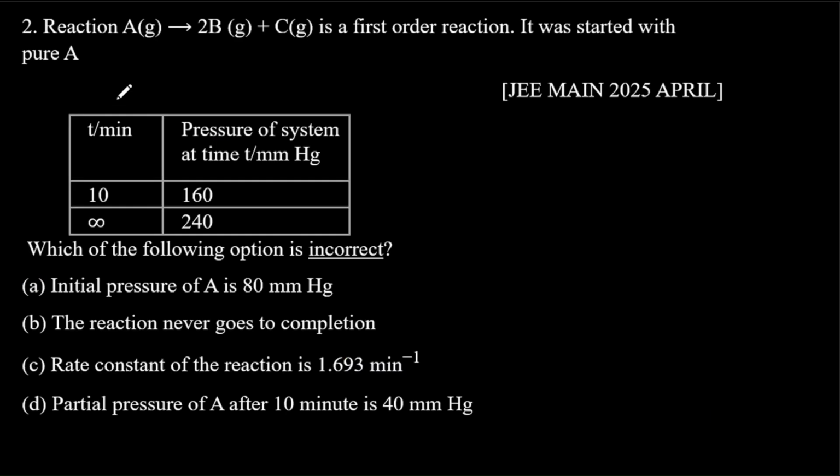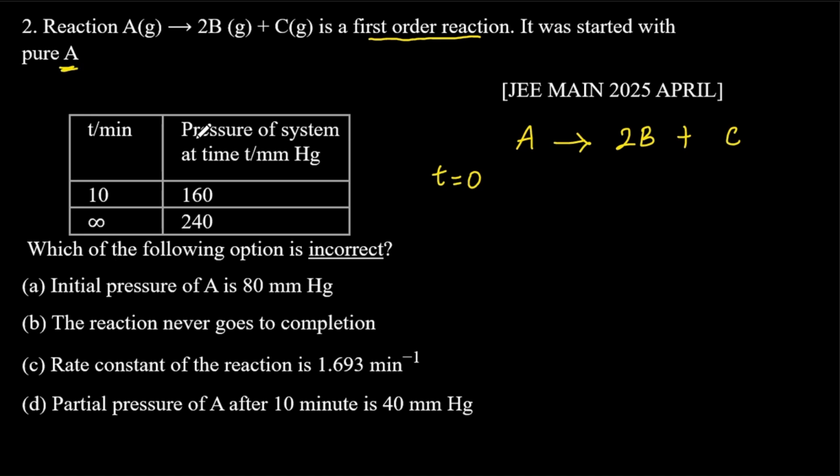The next question is, reaction A gives 2B plus C. So a reaction is given. A gives 2B plus C. It is a first order reaction. It was started with the pure A. So at time t equal to 0, they are telling that it started with only A.